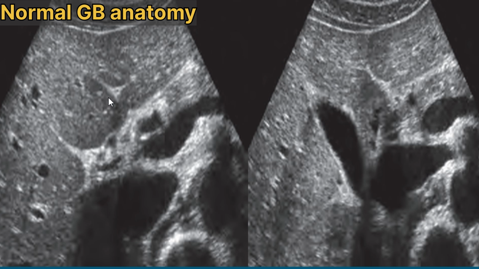In this image we can see the ligamentum teres, and this structure is called the interlobar fissure, and the gallbladder is located just inferior to this interlobar fissure. This is the transverse view of the liver showing the ligamentum teres and the interlobar fissure, and you can see that the gallbladder is located immediately inferior to this fissure.